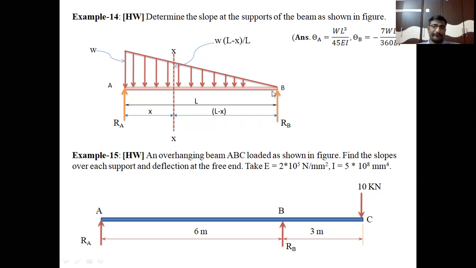What are the boundary conditions for this? At x is equal to 0, y is 0. At x is equal to L, y is 0. These are the two boundary conditions for this case. And by substituting the two boundary conditions, we will get the C1, C2 values.